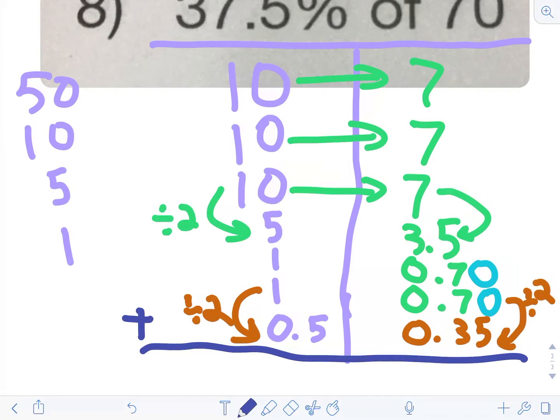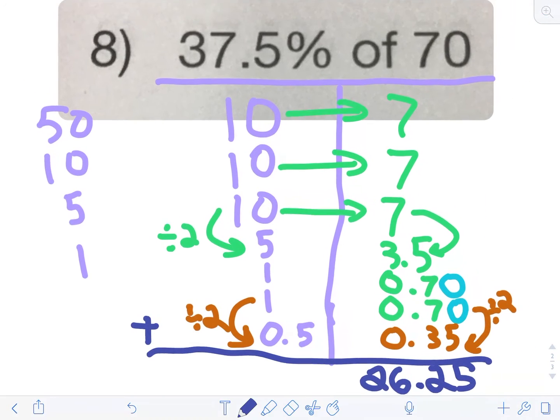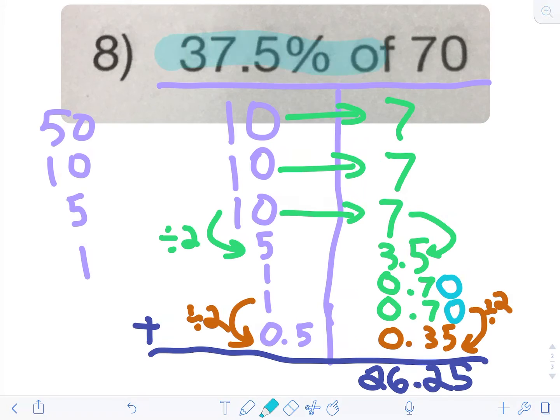Do it out, line up the decimal points. But the answer you should get is 26.25. And that would give you 37.5% of 70 is 26.25. Good job.